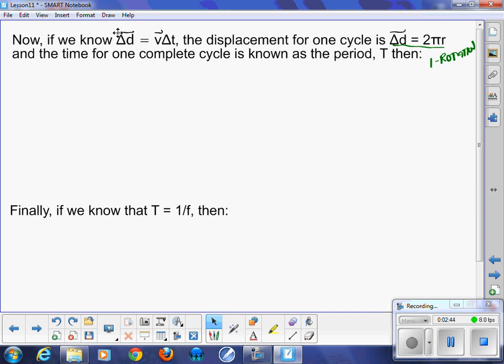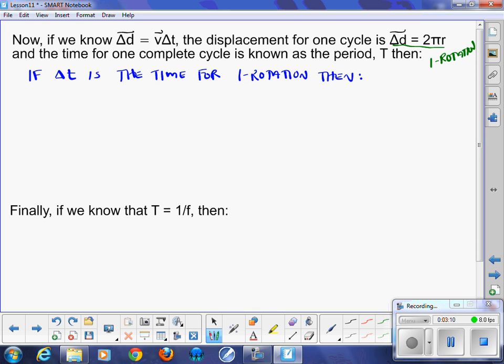Okay, and that's the time for one complete cycle, and that means our delta T, put in simpler form, is the time for one rotation. Then delta T is just our period. If you think back to the 3U course, we talked about period. It's the time for one complete cycle. Same thing here, same thing in grade 11 math. So delta T is equal to capital T, which is your period.